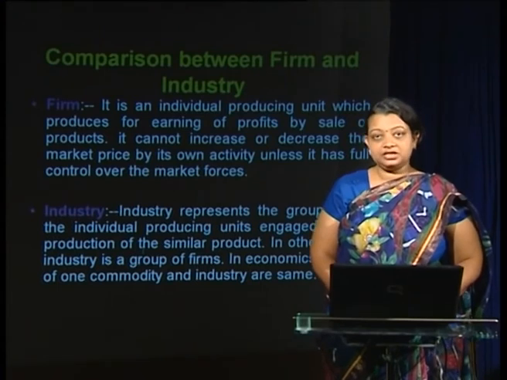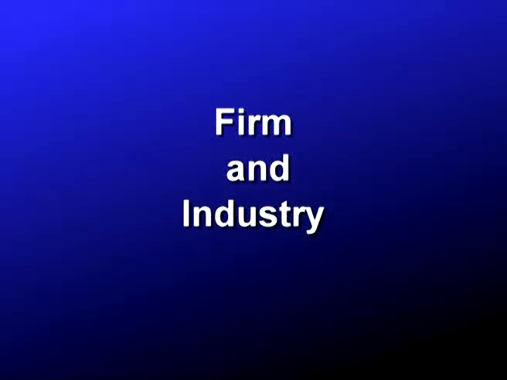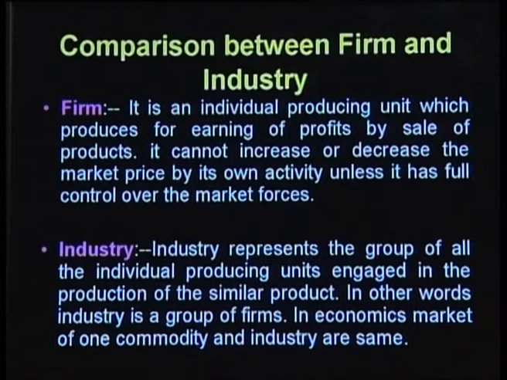After talking about the market, let us talk about the firm and industry. Firm is an individual producing unit which produces for earning of profits by sale of products. It cannot increase or decrease the market price by its own activity unless it has full control over the market forces, whereas industry represents the group of all the individual producing units engaged in the production of the similar product. In other words, industry is a group of firms. In economics, market of one commodity and industry are same.